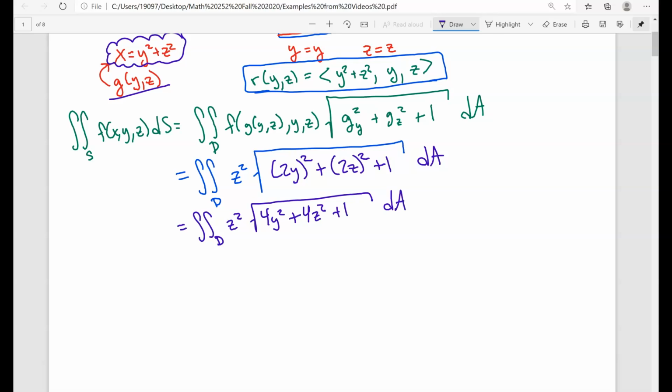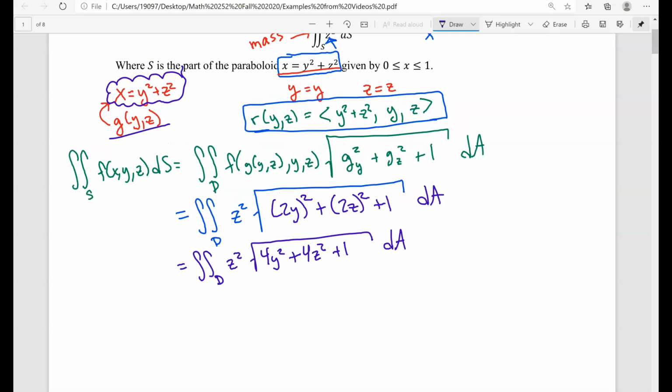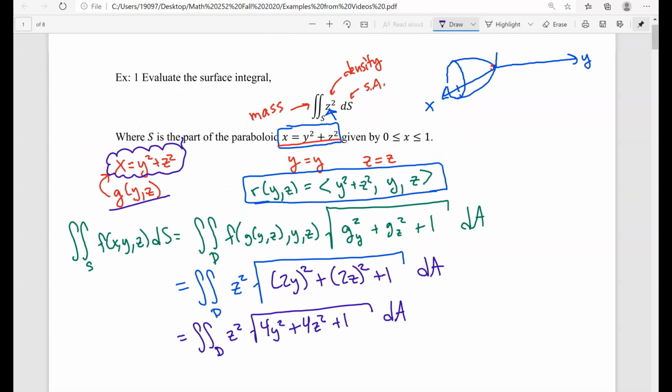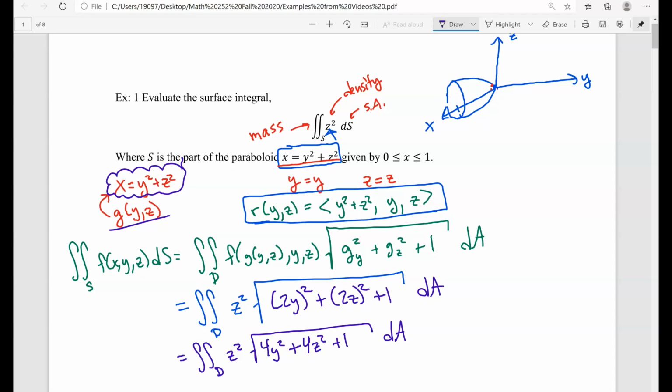So what we have to do now is figure out what my region is. If you look here, you see that you're going from x equals 0 all the way to x equals 1. So if you think about what's happening, what are those regions? At x equals 0, when I plug it into the paraboloid, I'm going to get 0 equals y squared plus z squared, which is pretty much a point, which we already knew. Now what's going to be the region in this case? Well, we can see that it's going to be a circle. When x equals 1, it's going to be a circle of radius 1.